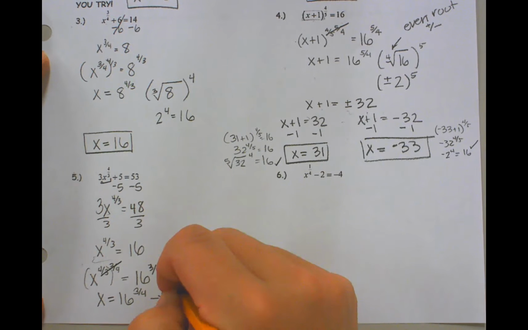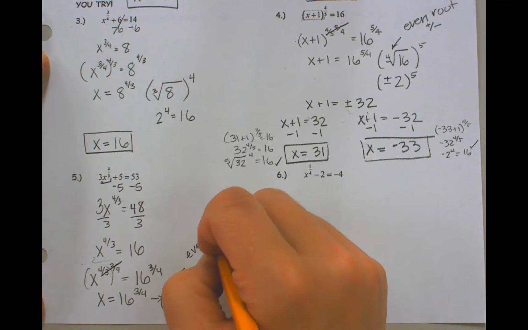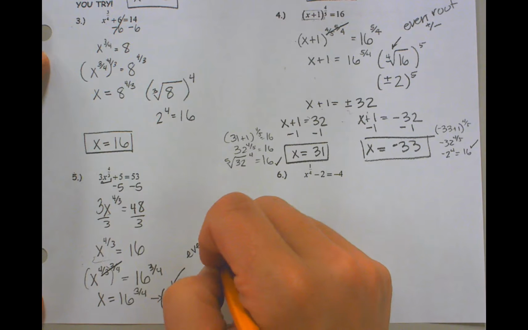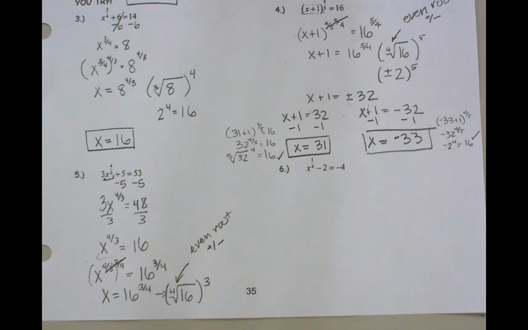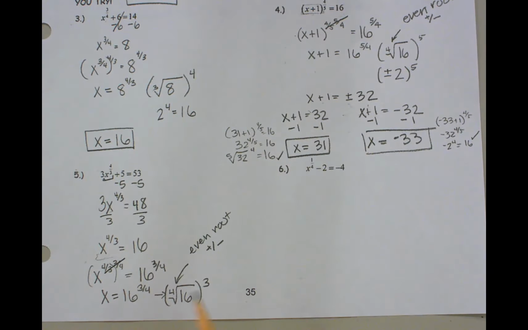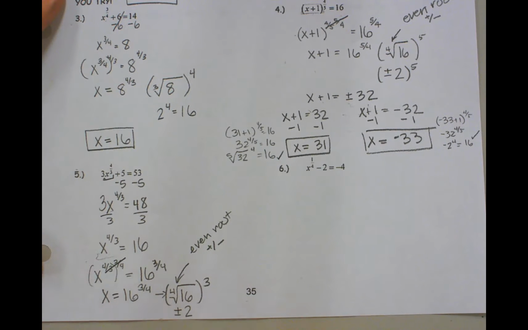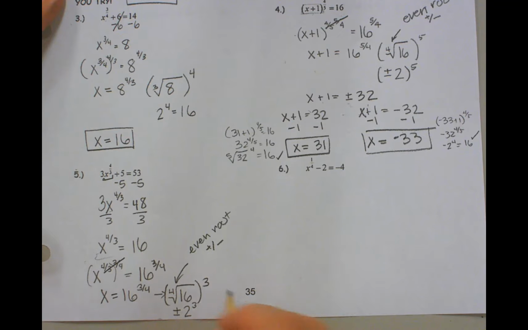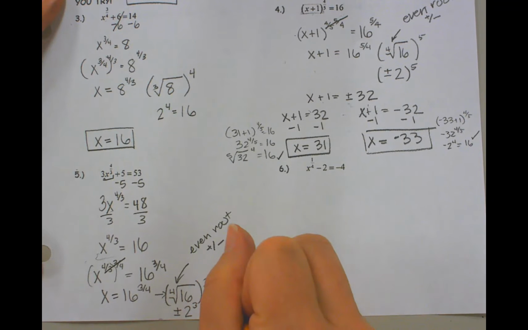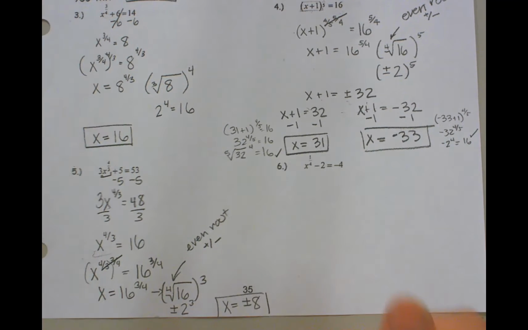Now remember here, I have an even root, which means I'm going to get a plus and minus answer anytime we take an even root. So then the 4th root of 16 is plus or minus 2, and then 2 to the 3rd power is 8. So here I get plus or minus 8 as my answer.